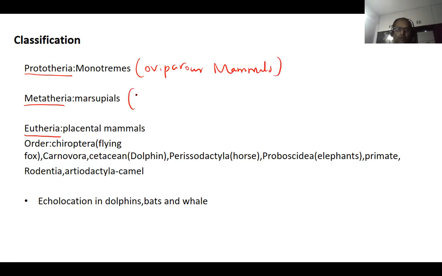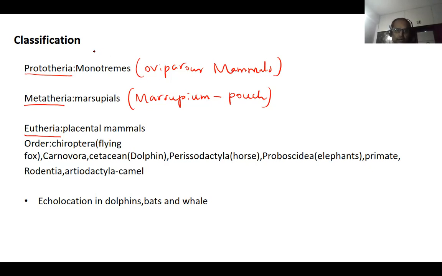Metatheria means marsupial mammals, which means a marsupium will be there. Marsupium is a pouch, where the baby will be kept. Now this can be seen in the case of the kangaroo. Now Prototheria, that is oviparous mammals.